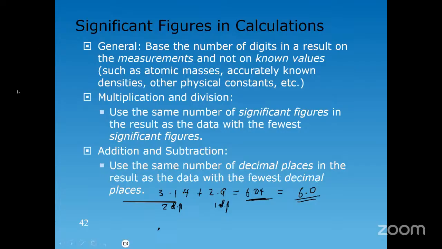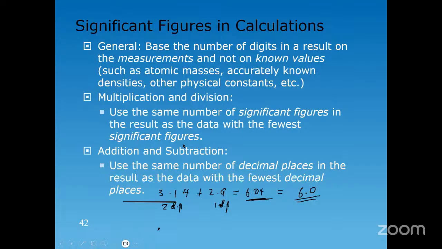So let's deal with multiplication and division first. When you're multiplying and/or dividing numbers, make sure that you round off your final answer according to the number involved in the operation with the lowest number of significant digits.